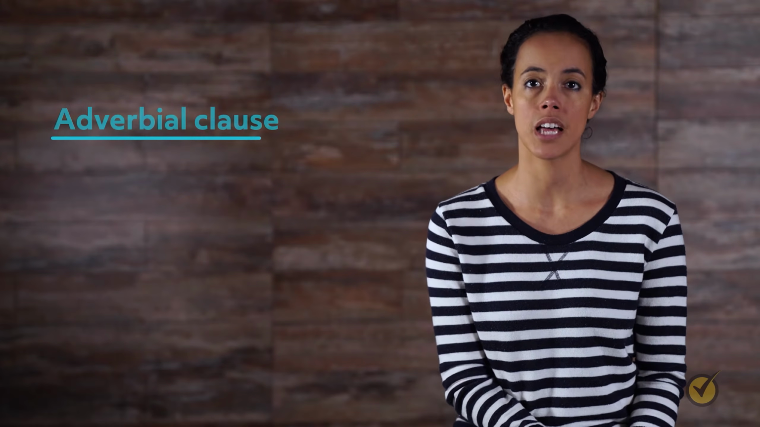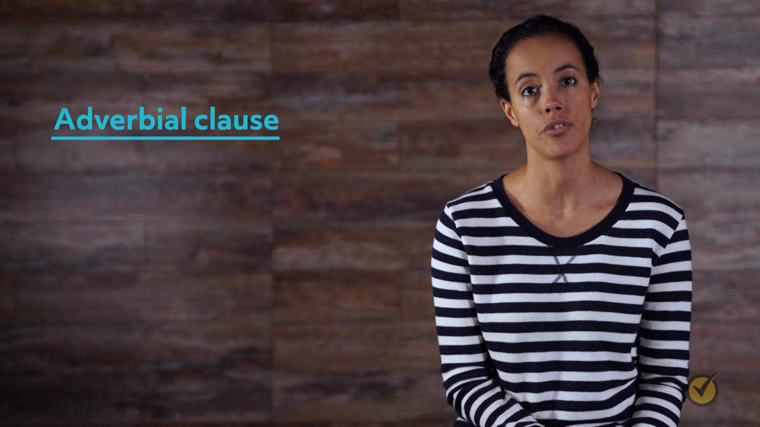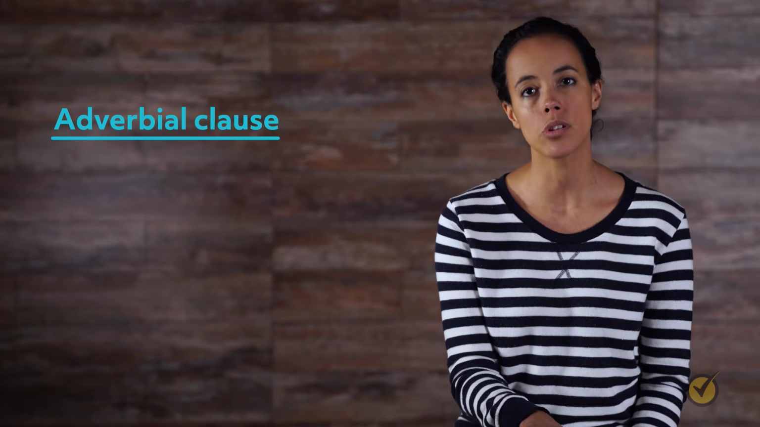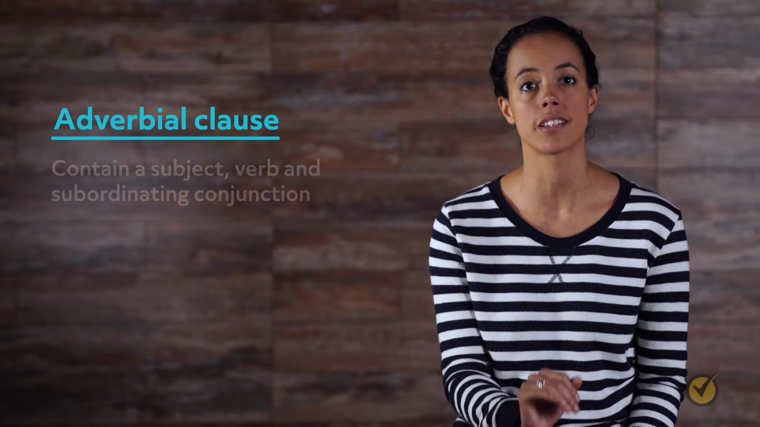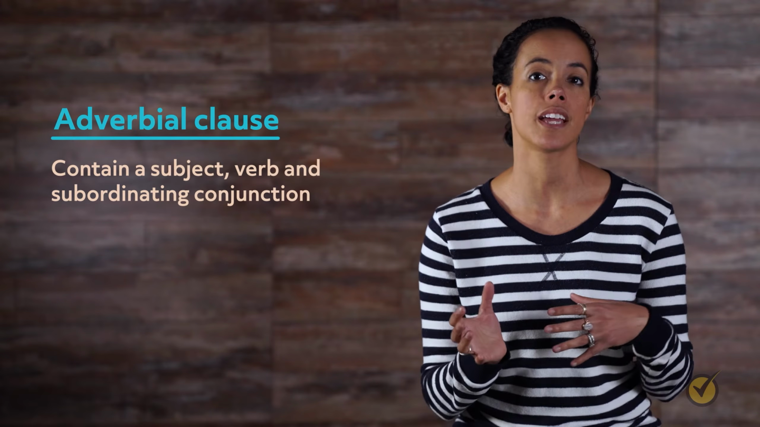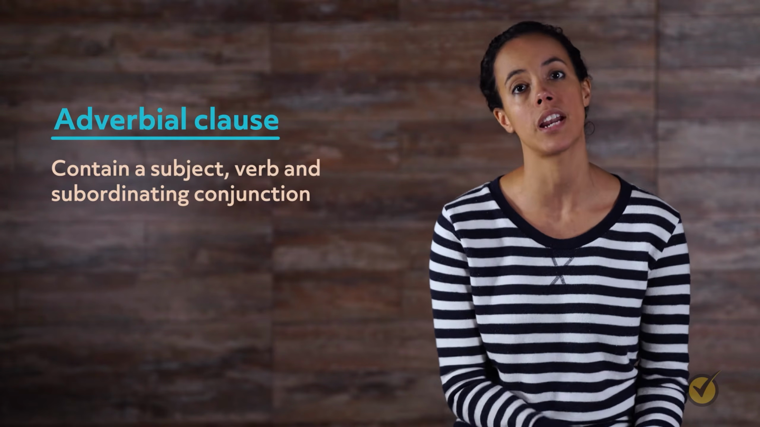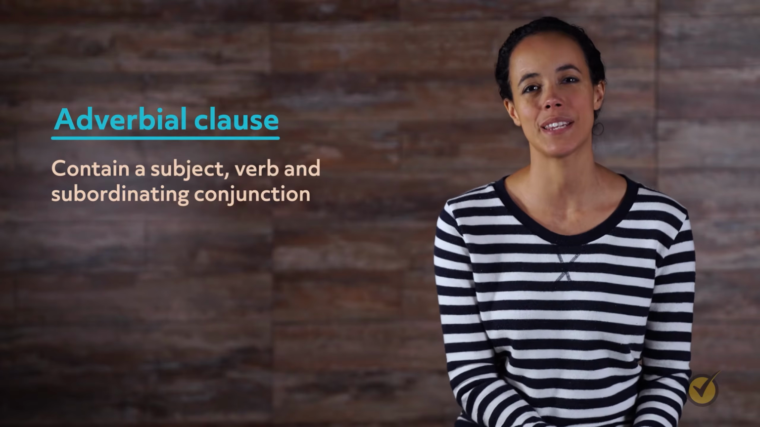An adverbial clause is similar to an adverbial phrase. However, adverbial clauses, just like the name suggests, are clauses, which means they contain a subject, verb, and subordinating conjunction. Let's look at some examples.